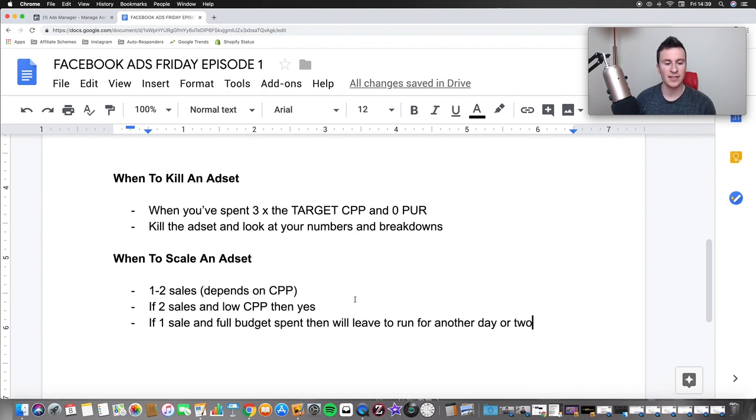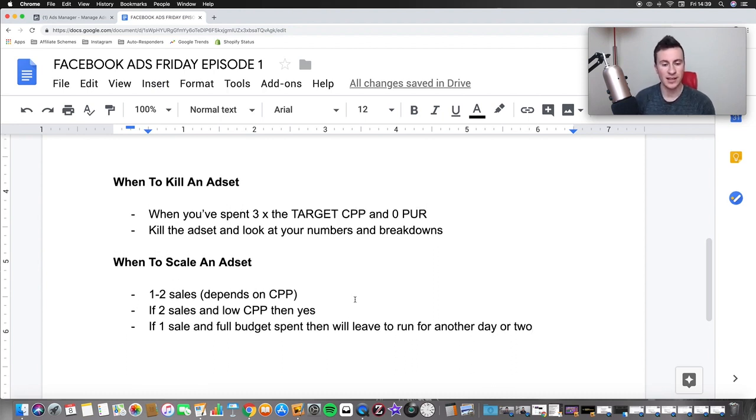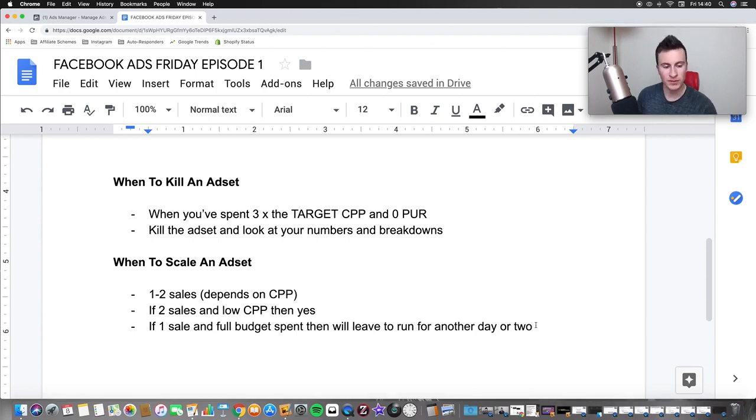When you scale an ad set, if you've got 1 to 2 sales, then that particular audience has potential, but it depends on the cost per purchase. So if you get 2 sales, then that's a good sign and you want to start scaling that ad set. But again, keep an eye on it to see if it still stays profitable. And if you only get 1 sale, then there's signs there that that audience has potential. So what I'll do is let that ad set run for a couple more days, and if it gets more sales, then to me that's an even better sign that the ad set just needs a bit more time, maybe a bit more budget as well, and therefore it's one that I'm going to scale.